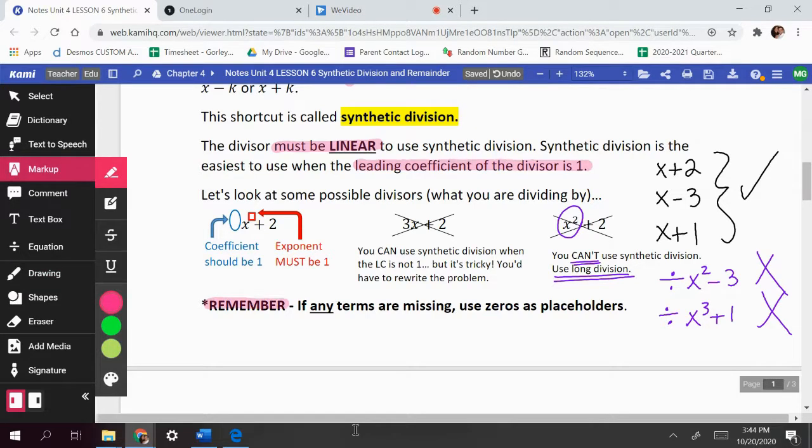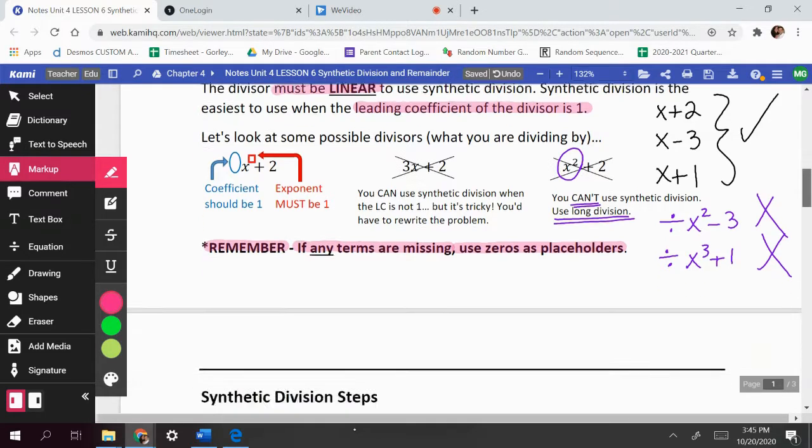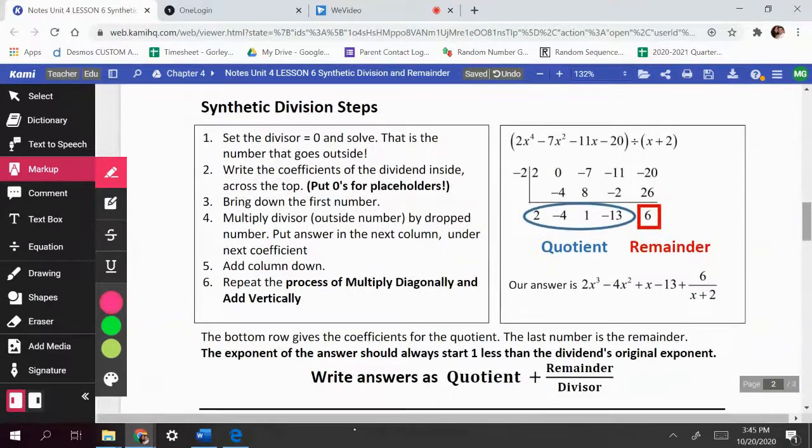Remember, if any terms are missing, you have to use 0 placeholders. Just like long division, for synthetic division, we may need placeholders. So here are the steps. They're not going to make a whole lot of sense right now, but once we do a couple note problems, I think it'll make more sense.